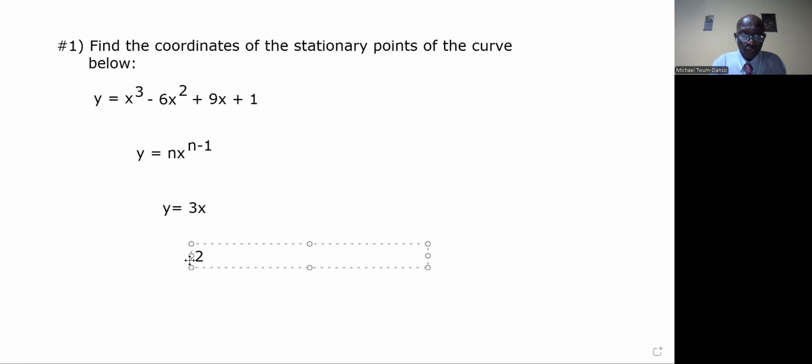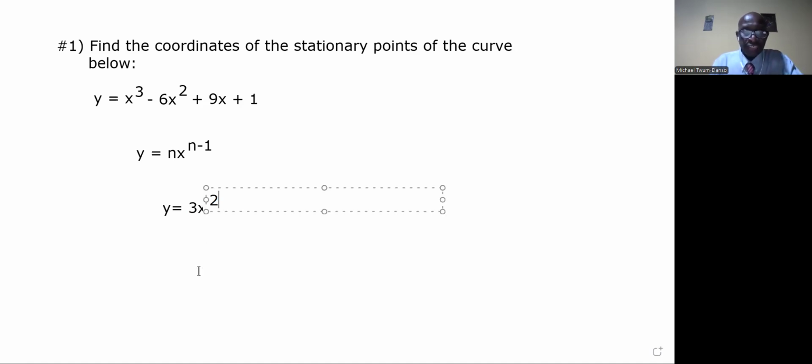So we move to the next variable, 6x squared. So we multiply the exponent 2 by 6. We get 12. And we subtract 1 from the exponent 2, we get 1. So it's going to be 12x. Then for 9x, we get 9 because x is the same as x to the power of 1.